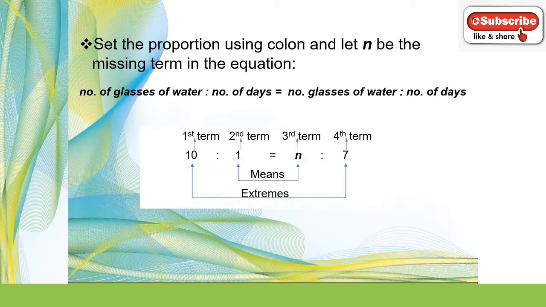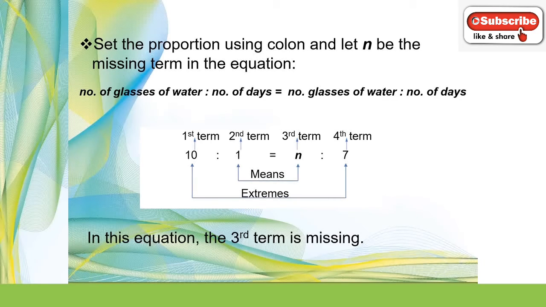Since this equation is composed of two ratios, there are four terms. The first and the fourth terms are called the extremes. The second and the third terms are called the means. In this equation, the third term is missing, so we substitute it by n, or any letter of the alphabet will do.